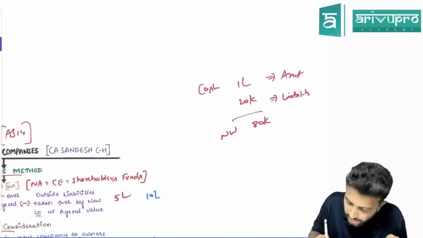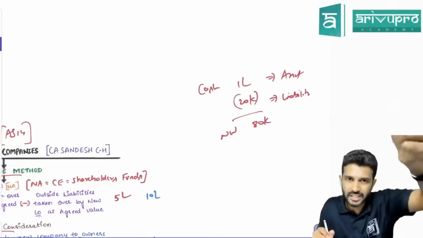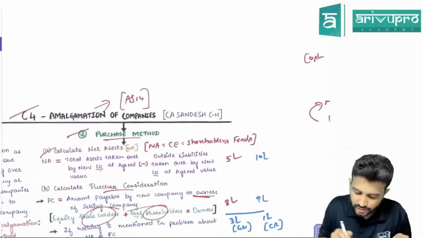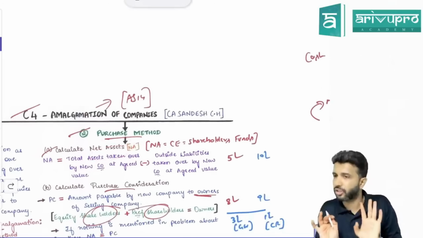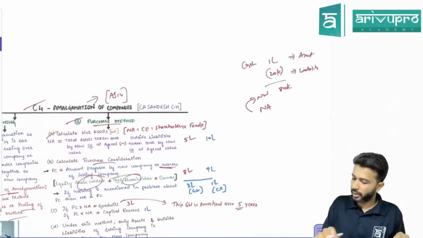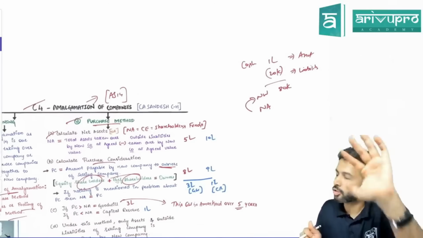So hence, sir, asset minus liability gives you what? From assets, if you deduct liability, what are you going to get? Net assets. Hence, net asset is nothing but the net worth of the company. Thank you. Valuable class. Awesome. This is over. All right.